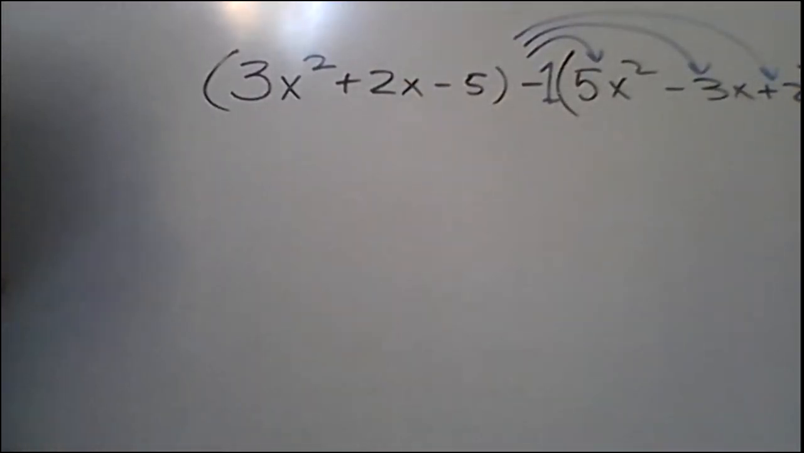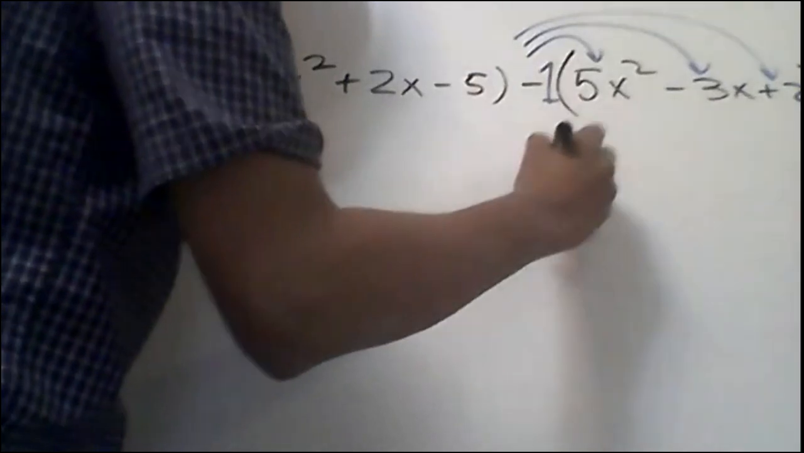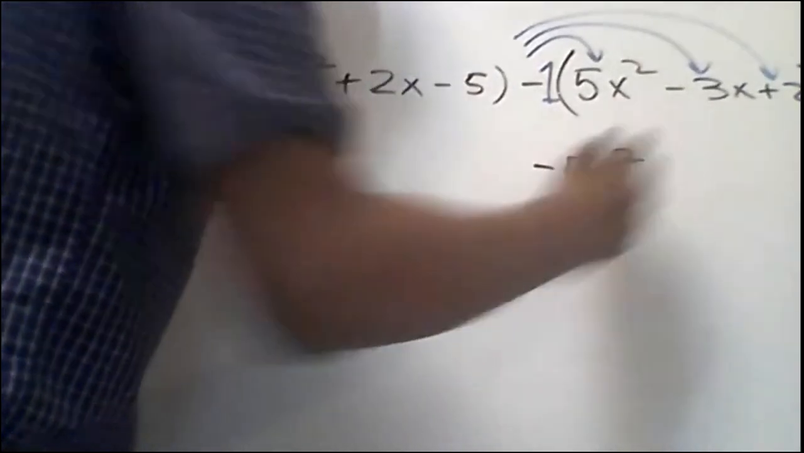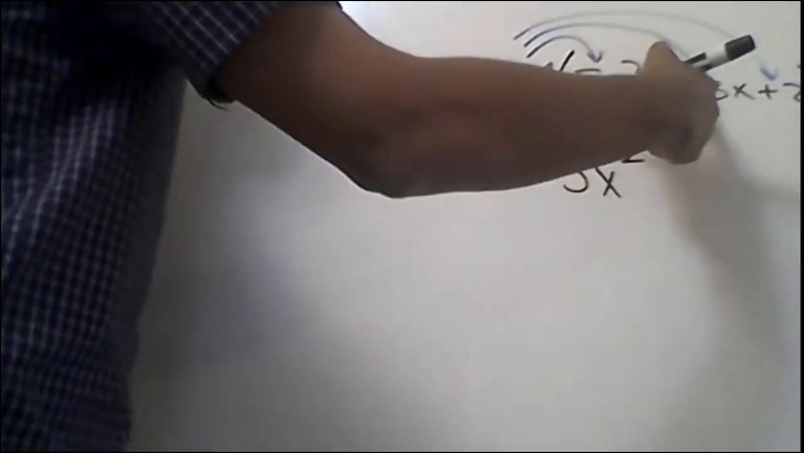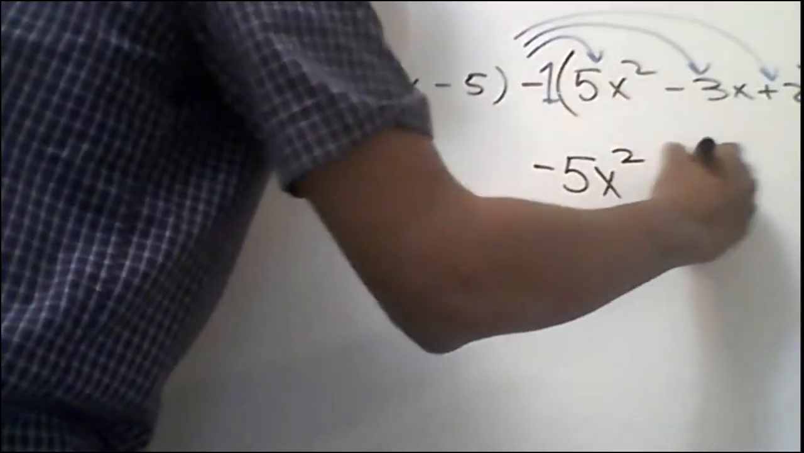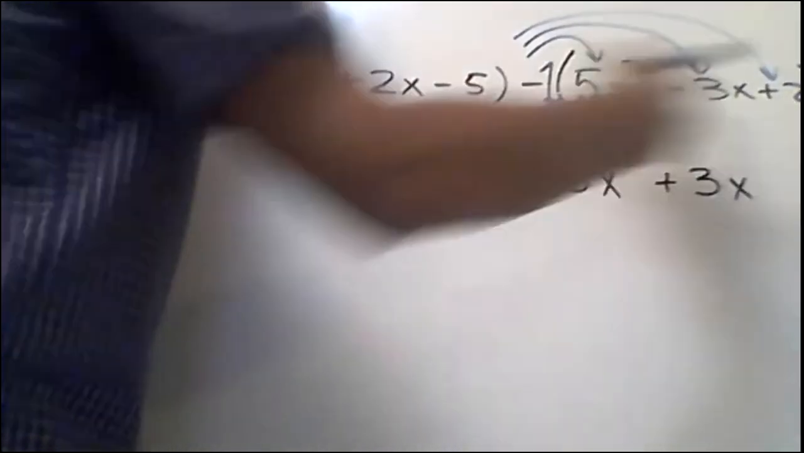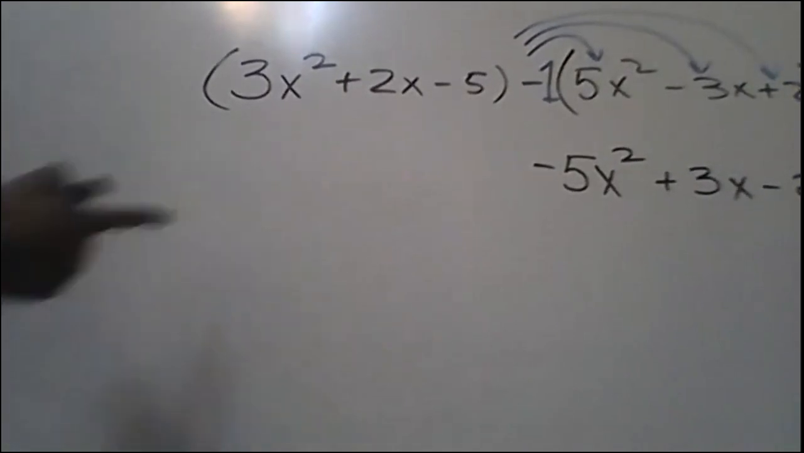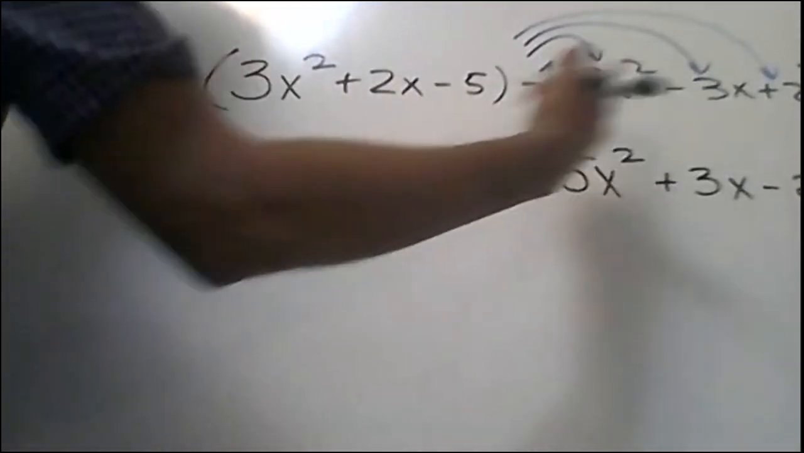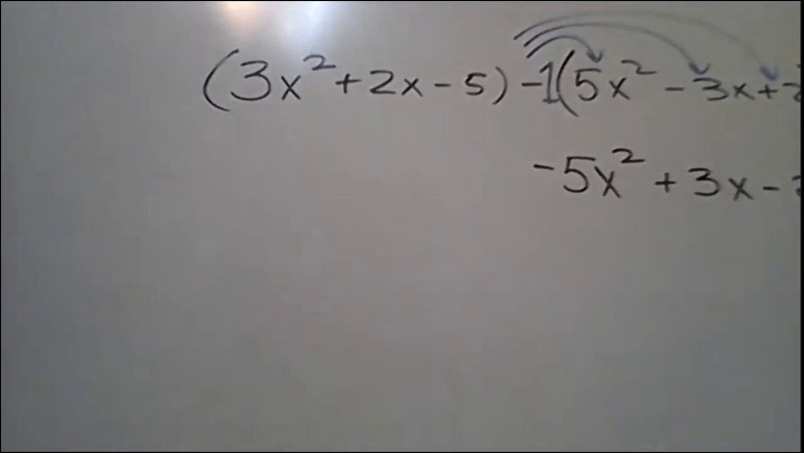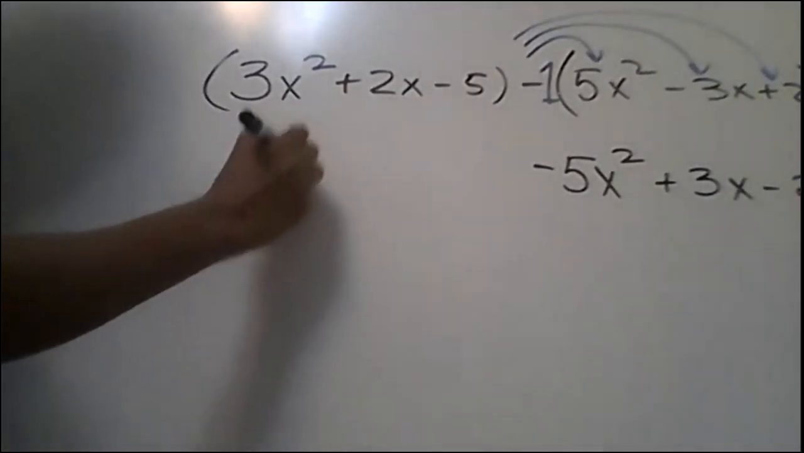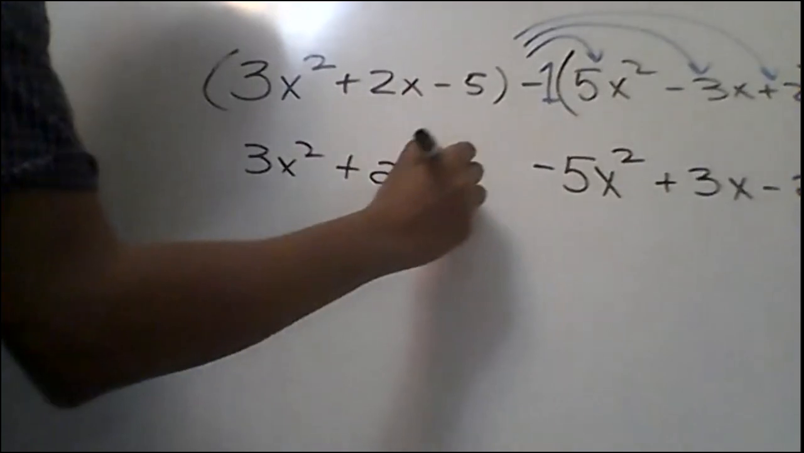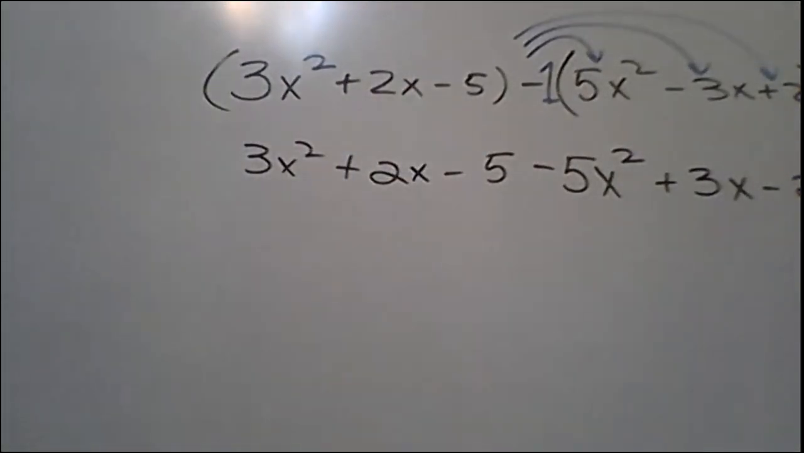So, -1 times 5 is -5. -1 times -3 is +3. -1 times +2 is -2. So notice I haven't done anything else. All I did so far was just multiply -1 times everything. Now everything else just comes down like normal.